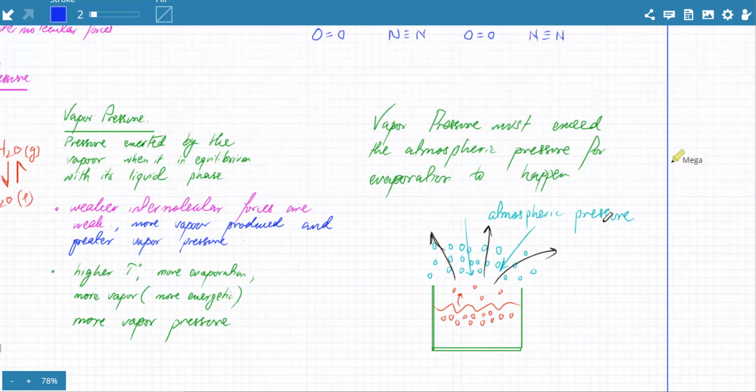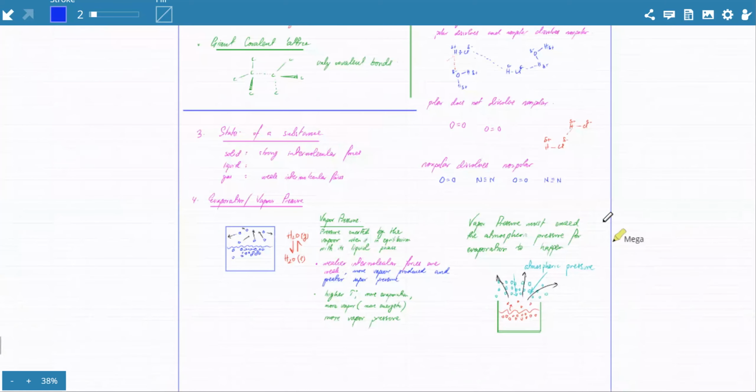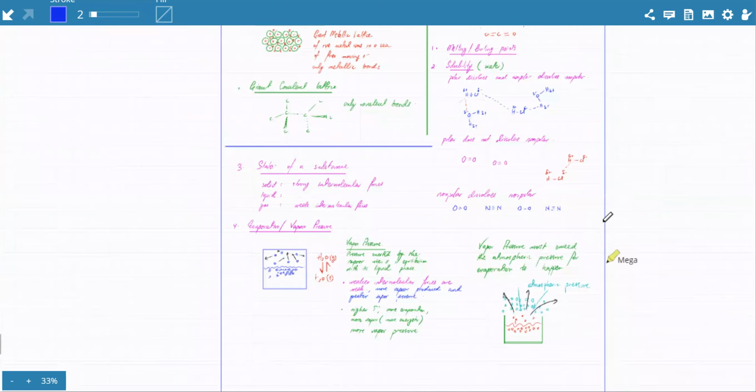Okay. So, this is all about vapor pressure. And we linked it with intermolecular forces. We just studied the properties that are dependent on intermolecular forces. Okay. So, Amal, we're going to continue with this in the next class then.